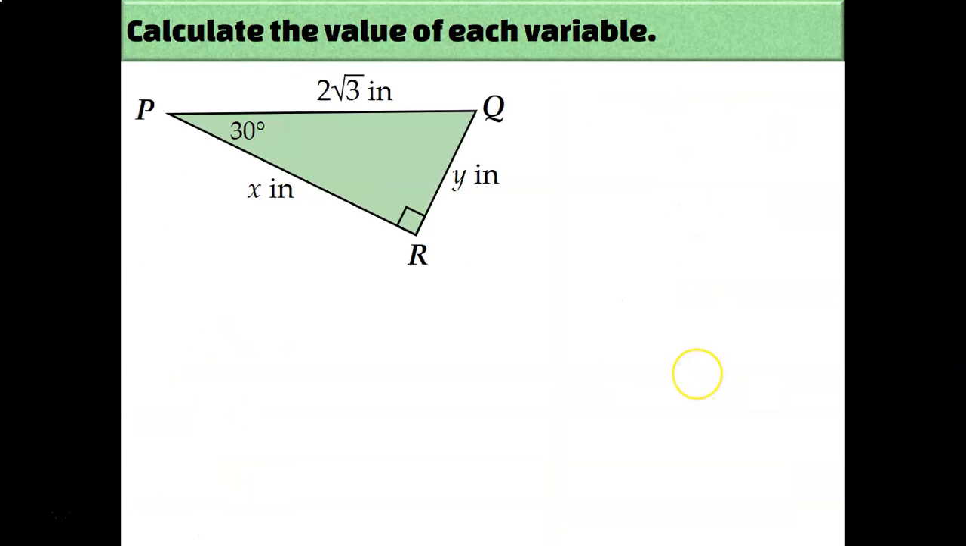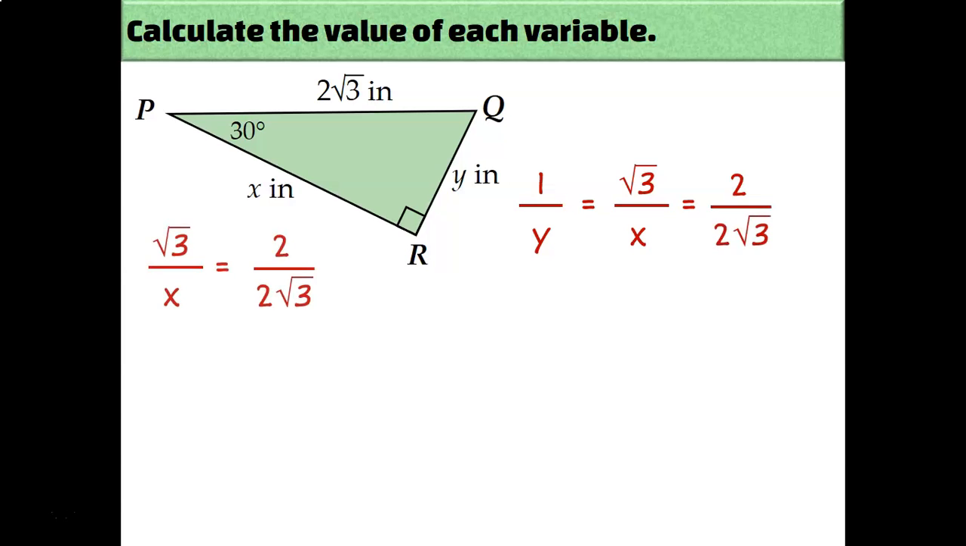Alright, let's give one more try. We have a 30, 60, 90 triangle here, so my ratios are 1, square root of 3, and 2 for the short leg, the long leg, and the hypotenuse. The short leg is y, the long leg is x, and the hypotenuse is 2 root 3. So if I wanted to solve for x, I would need to take the square root of 3 over x ratio and set it equal to the complete ratio, which is 2 over 2 root 3. So let's cross multiply and solve.